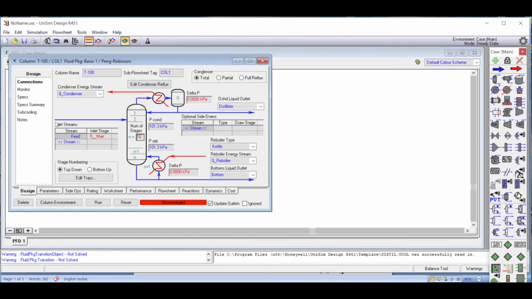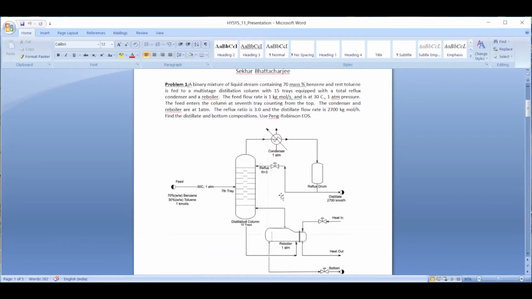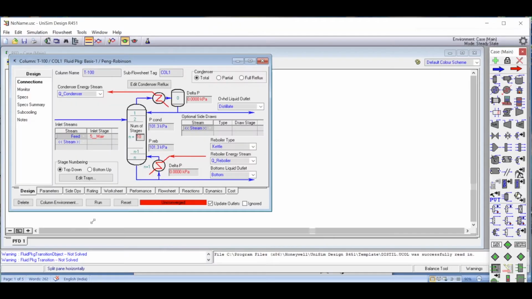Now we come here, and as you can see, according to the problem definition, it has 15 trays, and the feed is entering at the 7th tray. So why not we do that? We put here 15 trays. This is the number of trays in the column, and here the inlet stage we put as 7. So at the 7th tray, the feed is entering this distillation column, which has 15 trays. Once that is done, we have defined the connections.